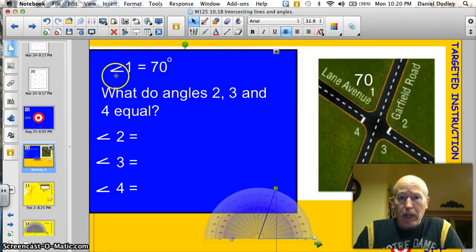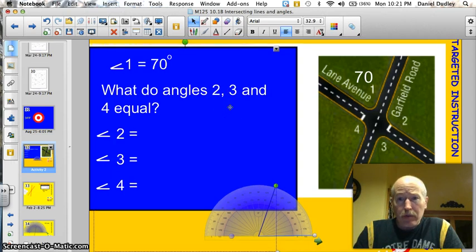Here's what we know. We know that angle 1, right here, is 70 degrees. Now, I apologize, I don't have the little degree signs on all my angles tonight, but that little circle means degrees, and you'll find that a lot. This little symbol means angle. So angle 1 equals 70 degrees. What do angles 2, 3, and 4 equal?